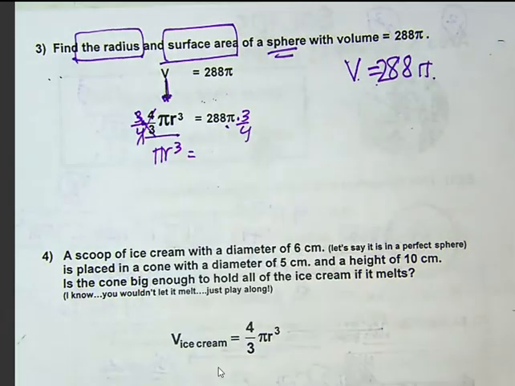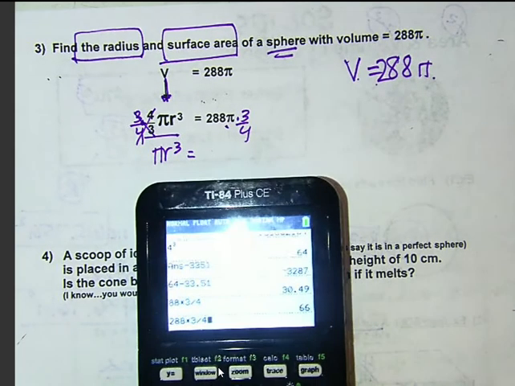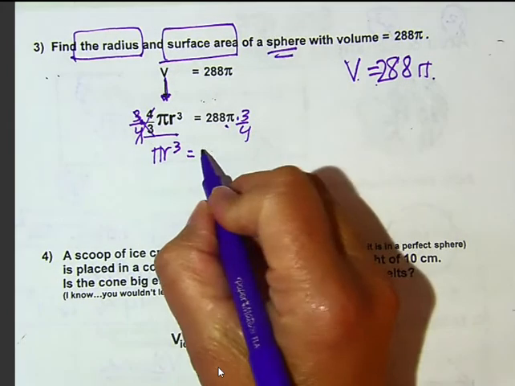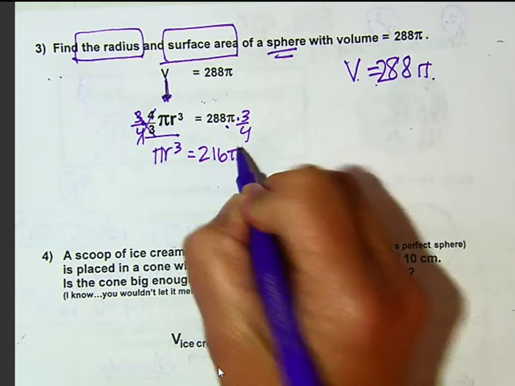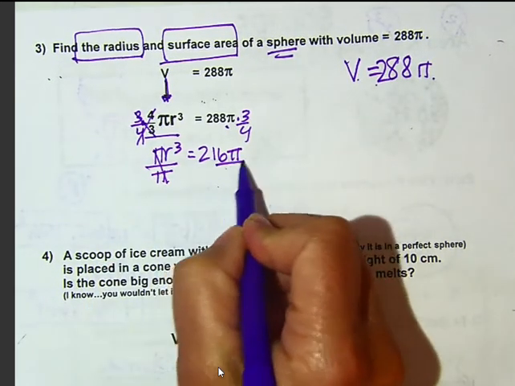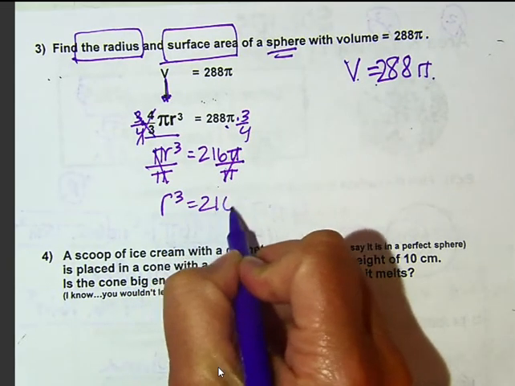I'm going to have pi r cubed. And when I put 288 times 3 divided by 4 in my calculator, you can just put it in just like that, right? I get 216. So this is 216 pi. There's pi's on both sides. What happens when you divide anything by itself? You get 1. So I get r cubed equals 216.